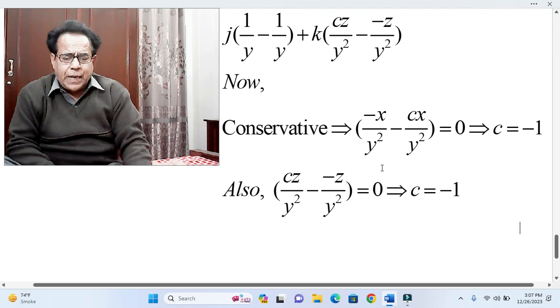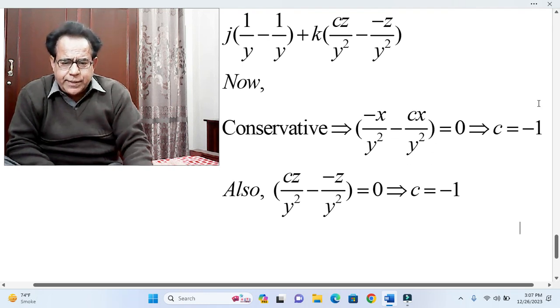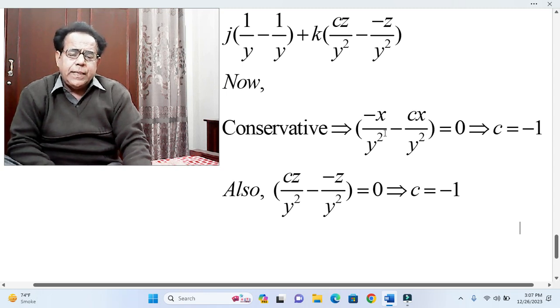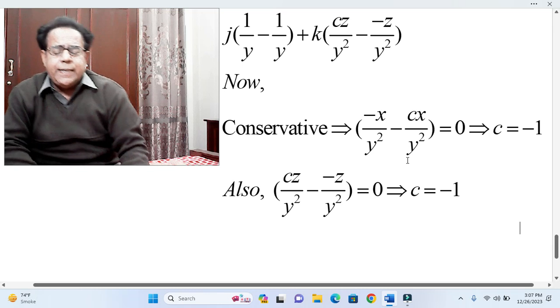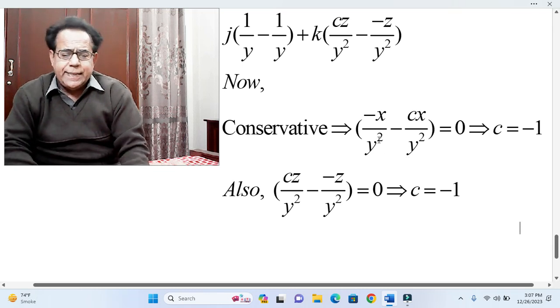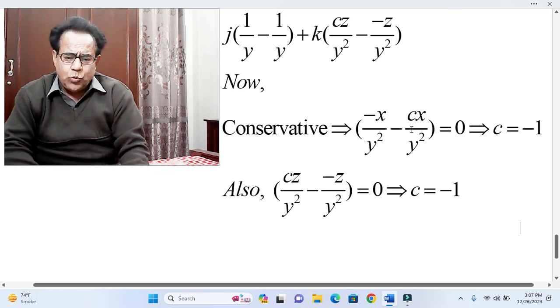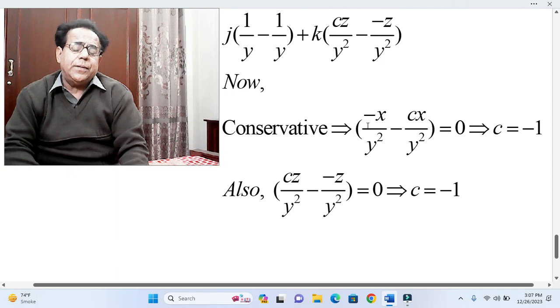When it is kept equal to 0, it will be shifted to the other side of equality, and minus x over y square will become equal to cx over y square. Multiplying both sides with y square will delete y square, and hence minus x equals cx, and hence c will become equal to minus 1. Quite clear? Yes. Now we are considering the third part.